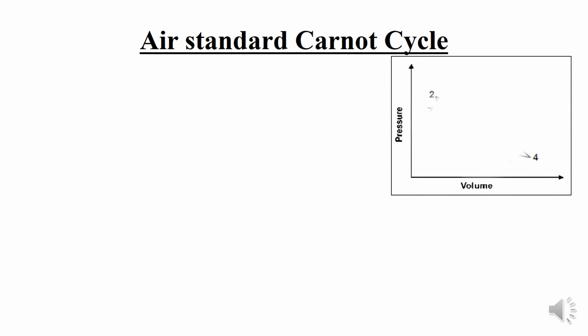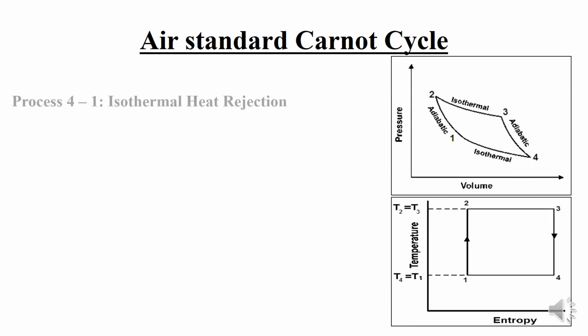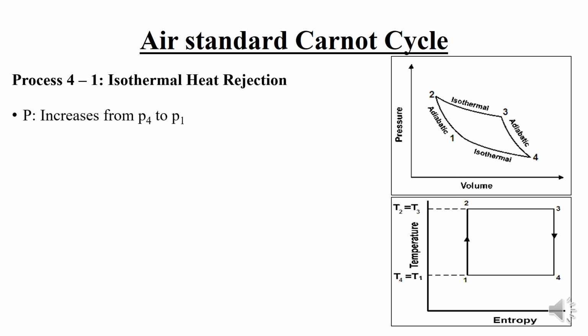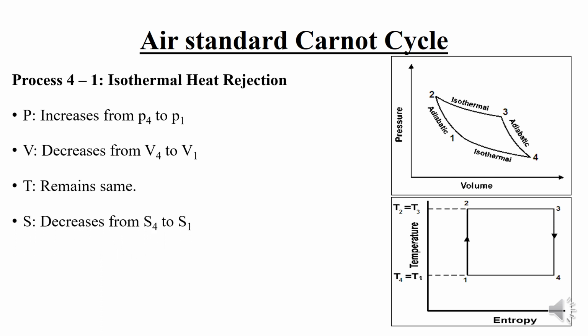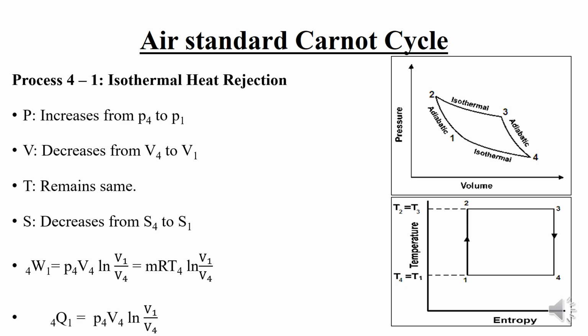Next, the final process, that is 4 to 1. 4 to 1 is the isothermal heat rejection process. In this process the pressure increases from P4 to P1, whereas volume decreases from V4 to V1, and temperature remains constant. Entropy decreases from S4 to S1, and work done is given by P4V4 ln V1 by V4. P4V4 can be replaced by MRT4 ln V1 by V4, and Q4 to 1 is given by P4V4 ln V1 by V4. So this is how we will analyze the Carnot cycle.